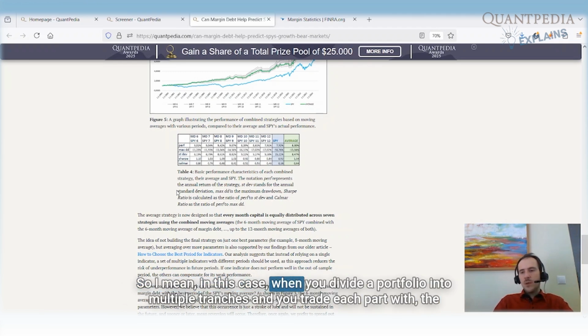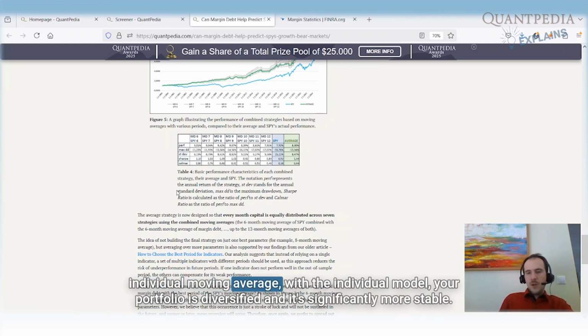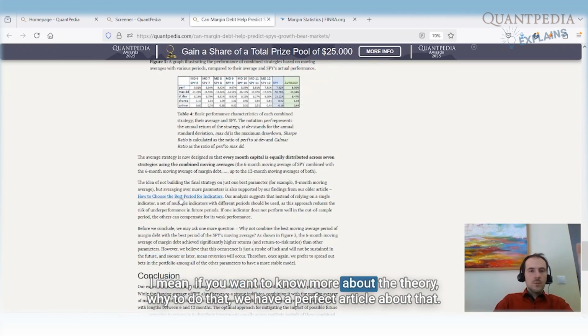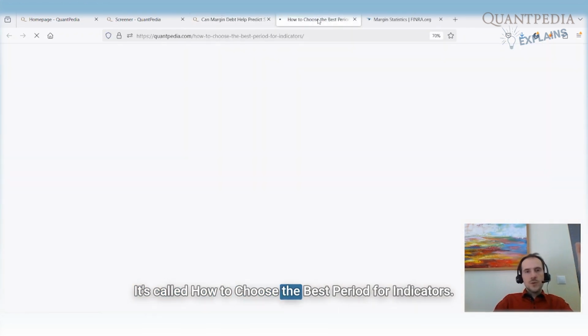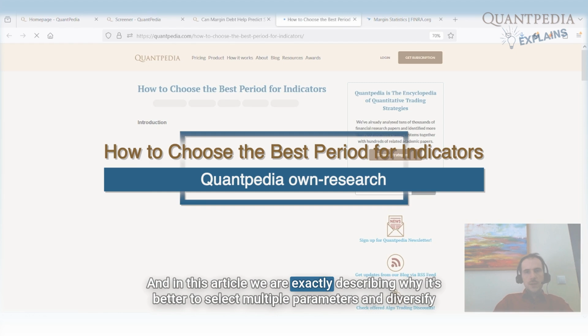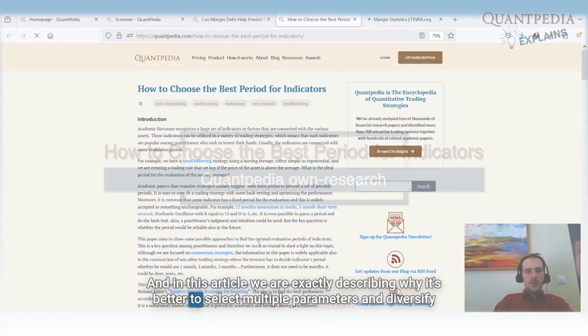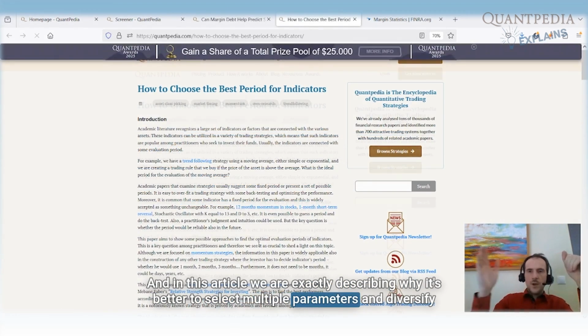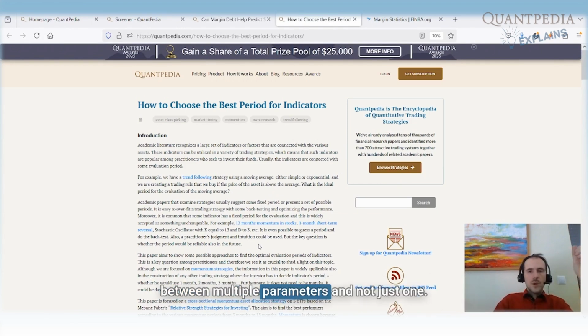So in this case, when you divide your portfolio into multiple tranches and you trade each part with an individual moving average, with an individual model, your portfolio is diversified and it's significantly more stable. If you want to know more about the theory, why to do that, we have a perfect article about that. It's called How to Choose the Best Period for Indicators. In this article, we are exactly describing why it's better to select multiple parameters and diversify between multiple parameters and not just one. So that's the reason why we also pick this here.